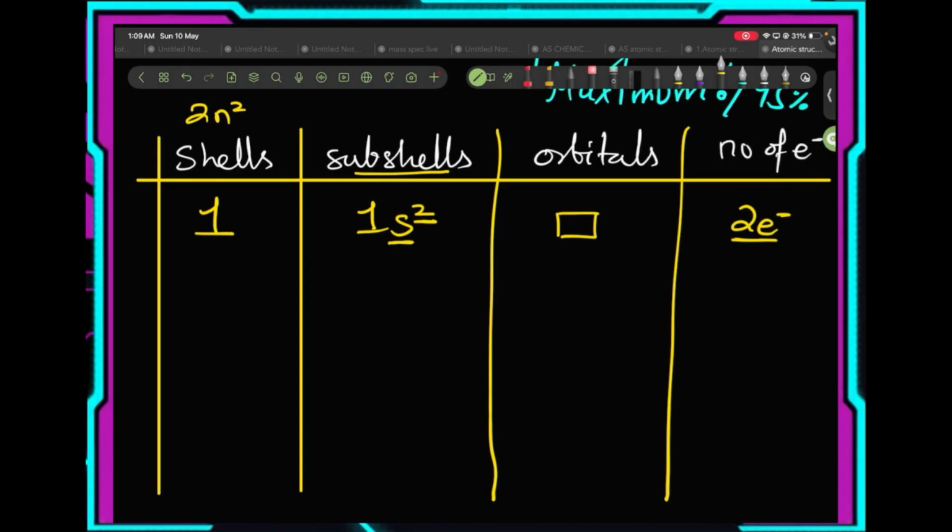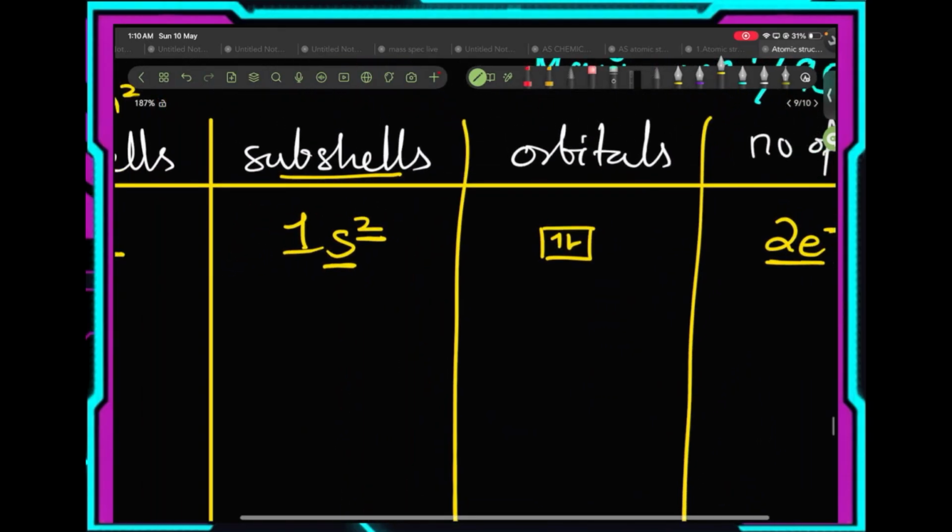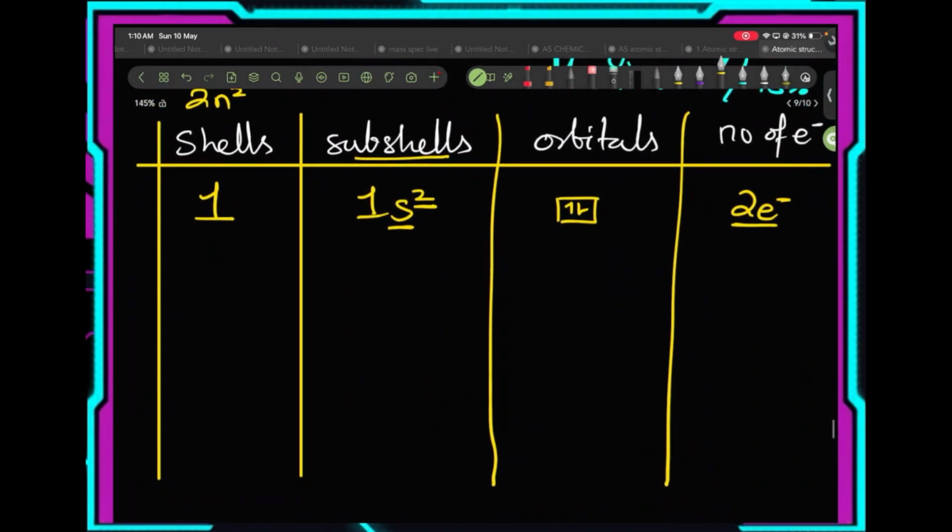To accommodate both these electrons, I'm going to show these electrons as arrows. One arrow represents one electron and two arrows represent two electrons. For now, they're just arrows. You don't need to even discuss why they're single-headed or why they're opposite in direction. Just forget about it. So one orbital was needed.